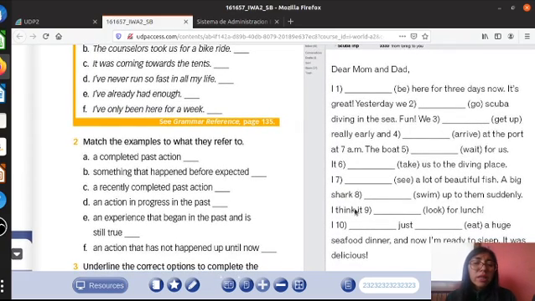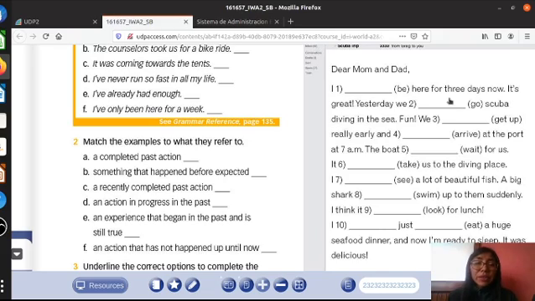Aquí lo que usted tiene que hacer es leer el mensaje y identificar el contexto. Si va a utilizar pasado simple, pasado continuo or present perfect. Ok, les voy a ayudar con la primera. ¿Qué nos dice? Dear Mom and Dad, I be here for 3 days now. In this case, what do you have to use?